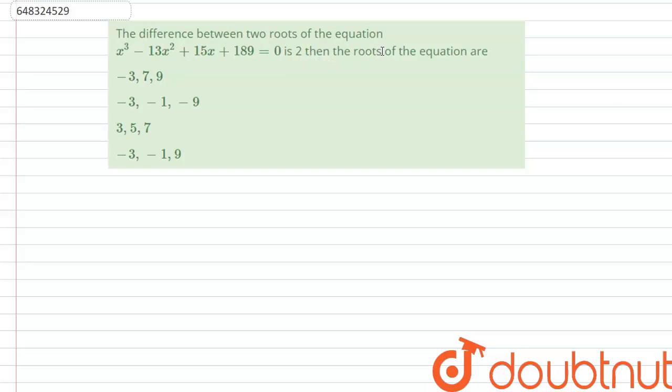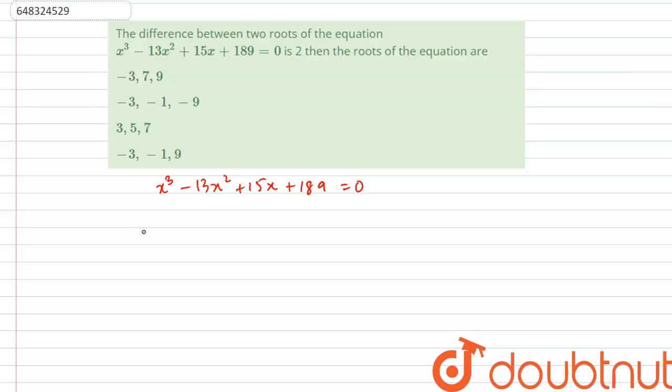It is given that the difference between two roots of the equation, this cubic equation, is 2. Then the roots of the equation are, so we need to find the roots of this cubic equation. The equation given to us is x cubed minus 13x squared plus 15x plus 189 is equal to 0.